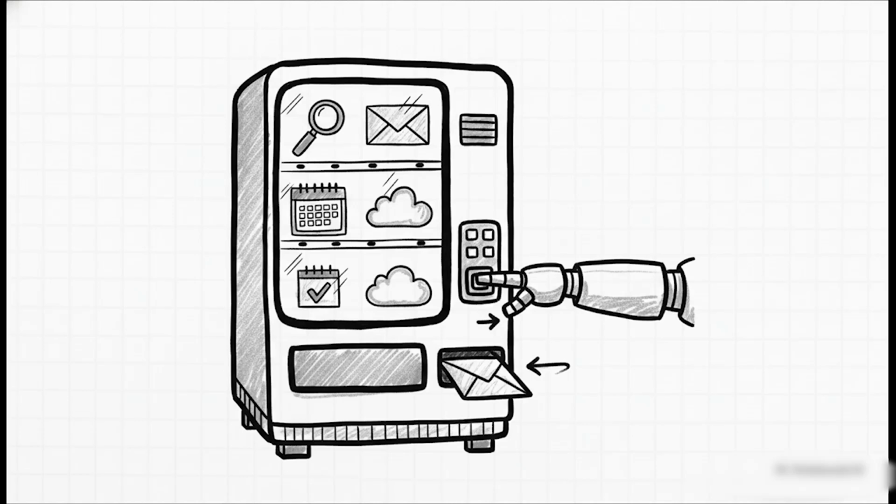And finally, to actually get things done in the real world, the agent needs tools. These are usually APIs. Now, if that sounds technical, don't worry. Just think of an API like a vending machine. It's basically a set of buttons your agent can press to get a specific result, whether that's searching the web, sending an email, or checking your calendar.